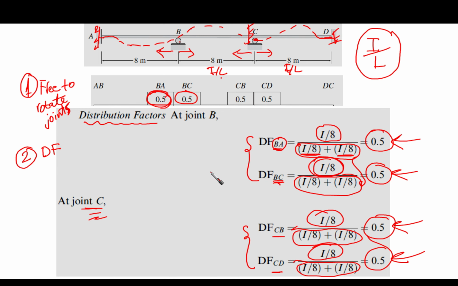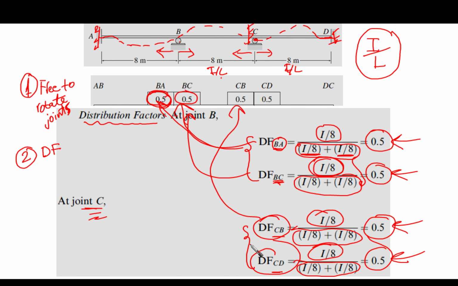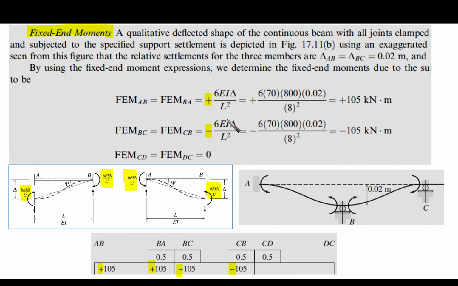So we have the distribution factors now, and we are ready to go to the next step, which is the fixed end moments. These distribution factors, as we said, we are going to put them here. Okay, so these distribution factors, CB, it is here, and CD, it is here. So based on that, we have done the first step in the moment distribution method. Okay, now let's go to the next, which is the fixed end moments.